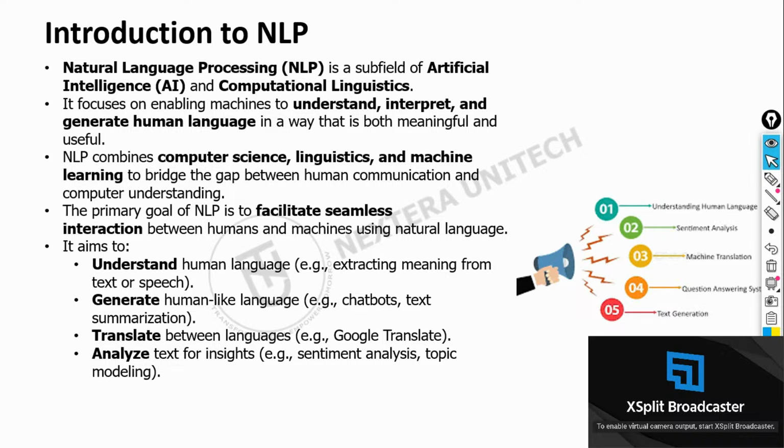NLP is a subfield of AI, a subfield of artificial intelligence where we explicitly work on text data. It focuses on machines understanding, interpreting, and generating human-like language, so that in the end it is meaningful and useful. It focuses on understanding, generating, as well as translating and analyzing. All these things will be done by NLP concepts.